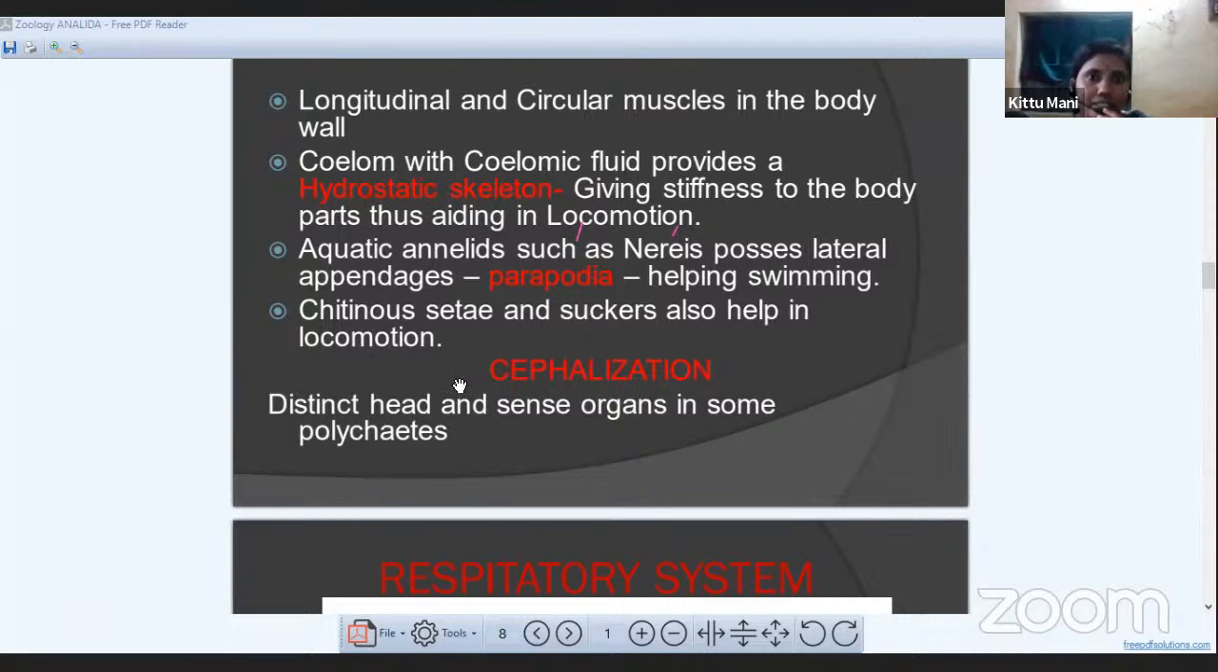Okay. Then next, cephalization. What is that? We already learned cephalization in our second chapter. What is cephalization? The concentration of the sensory organs at the anterior region is called cephalization. Here the distinct head and sense organs in some polychaetes. In the sense organs slide we will discuss the sense organs. This is all about cephalization.